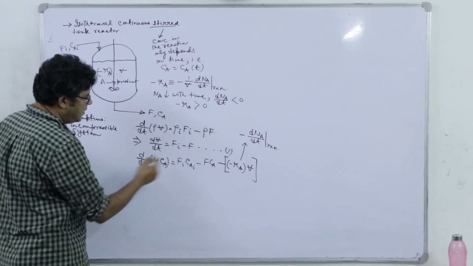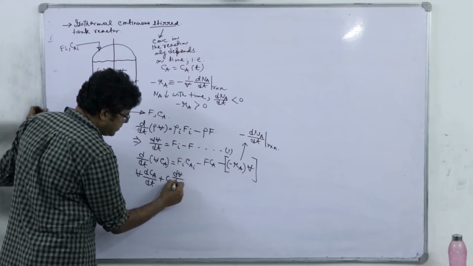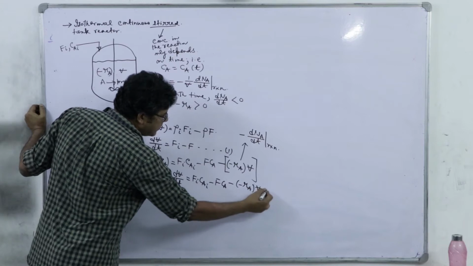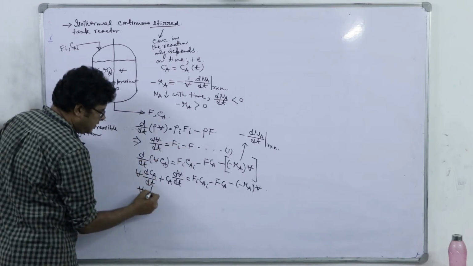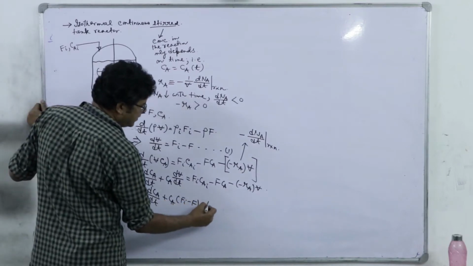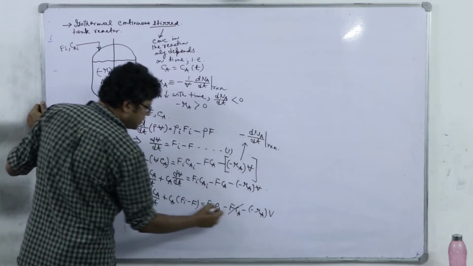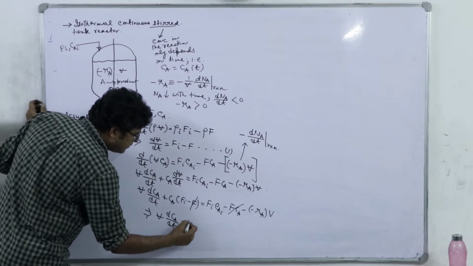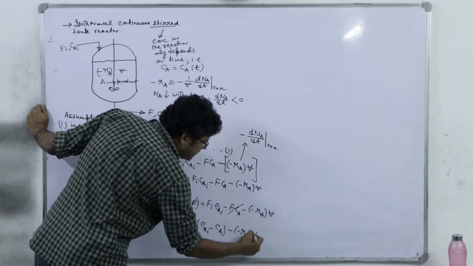So, here if I split this into two derivatives, now you see dV/dt equals Fi minus F. So, V dCA/dt equals Fi minus F, so this F CA and F CA cancel out, finally giving you the equation V into dCA/dt equals Fi (CAi minus CA) minus of minus RA into V. So, this is equation 2.